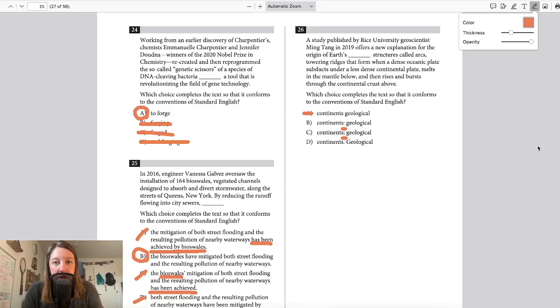So this says, a study published by Rice University, blah, blah, blah, offers a new explanation for the origin of Earth's continents. Period. That works. That's fine. Geological structures called arcs, towering ridges that form when a dense oceanic plate subducts under a less dense continental plate, melts in the mantle below, and then rises and bursts through the continental crust above. Okay, so that's also a complete sentence. So let's hold on to that. This is a really good question for explaining these kinds of things that people often aren't sure about. So D is just going to put a period there.